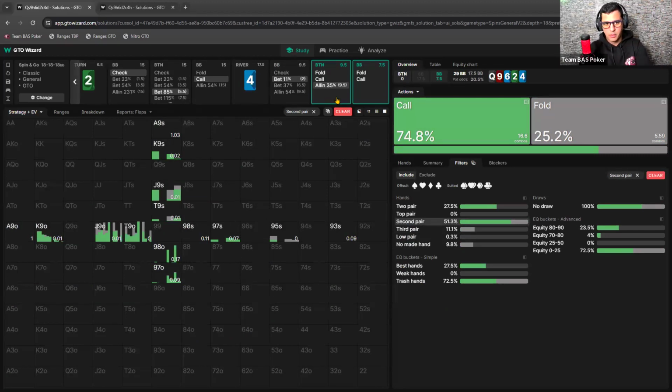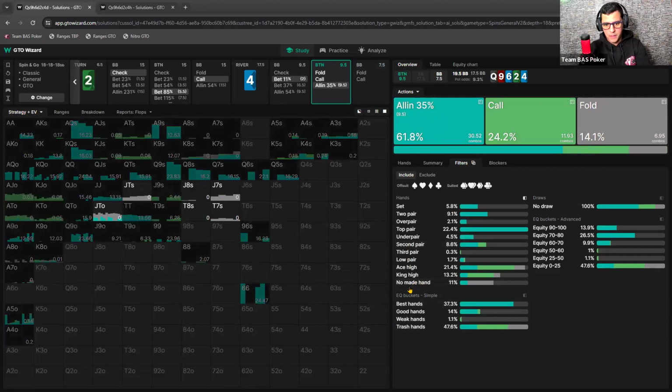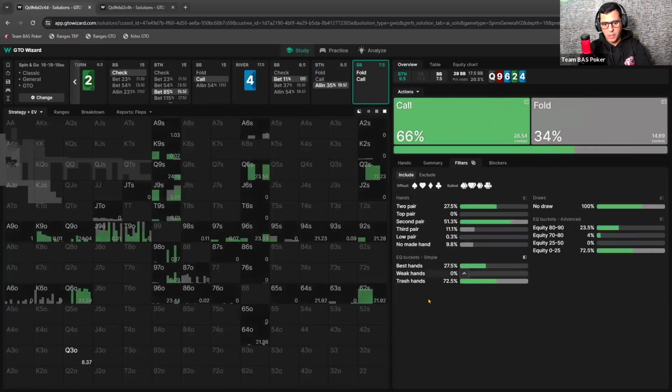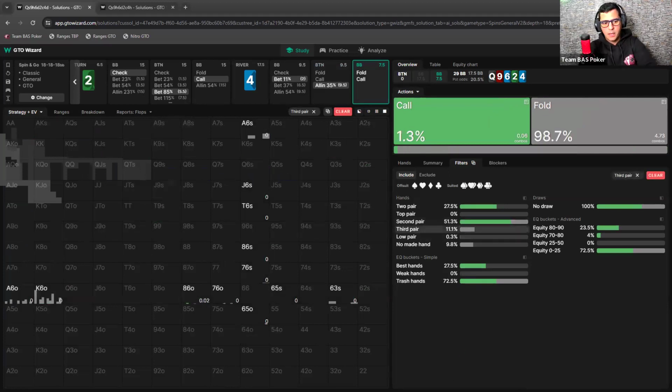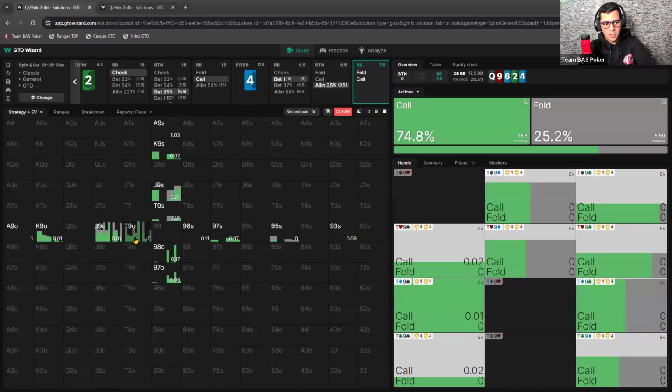61% raising. So we already saw how he's raising, and we saw that some no made hands, even some king high, ace high, are raising, and same for the low pair. That's why second pair is an easy call here. I mean, not an easy call, because it's still marginal. Sorry, not this one. Like a 10-9, for example, is just break even.